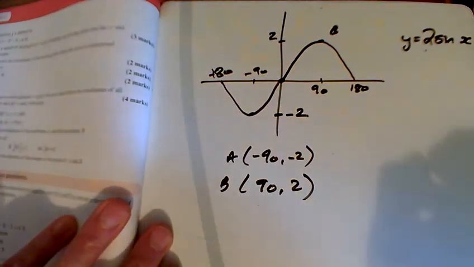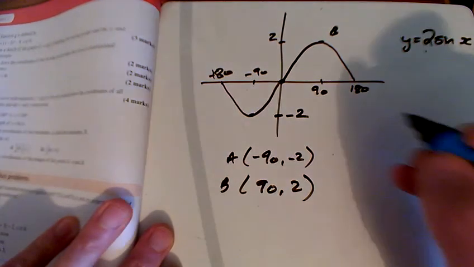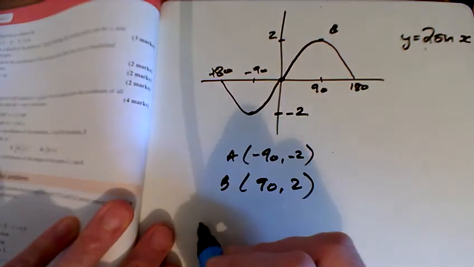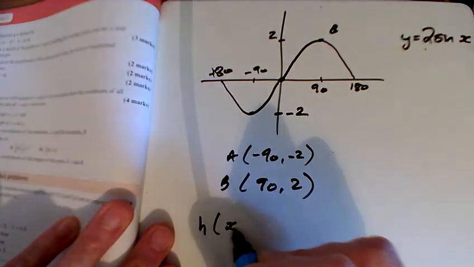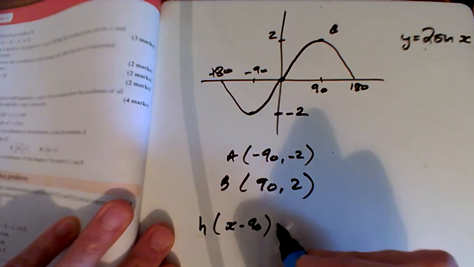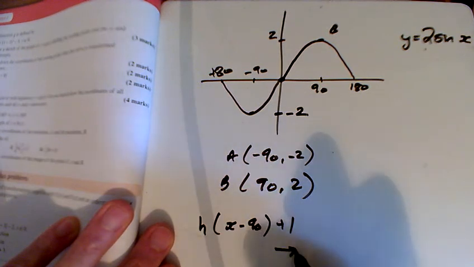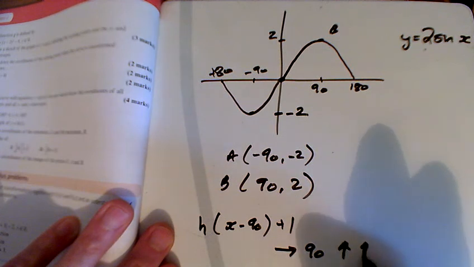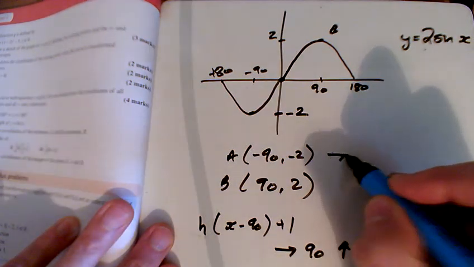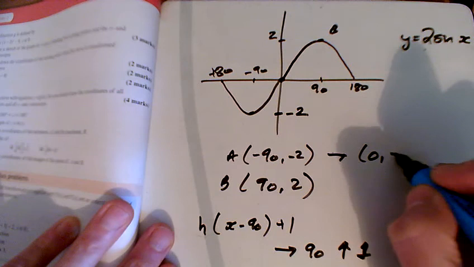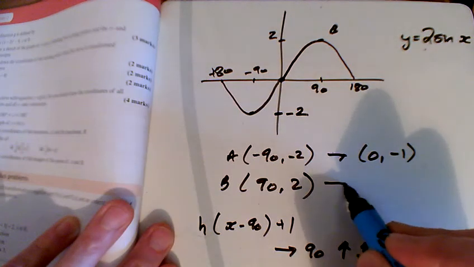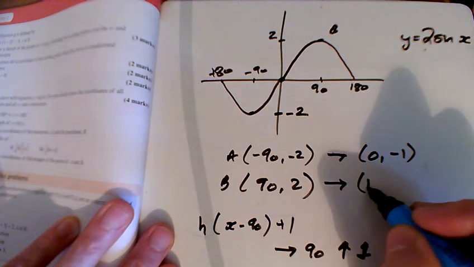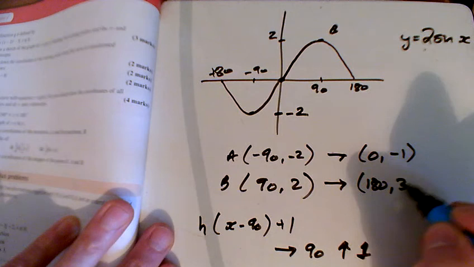So now continuing that, we've got some transformations to do, haven't we? So the first one is x take away 90 and add 1. So we're moving it across 90 to the right and then up 1. So this point A would now be at 0, minus 1. This point B would now be at 180 and 3.